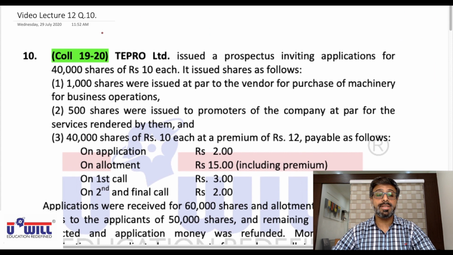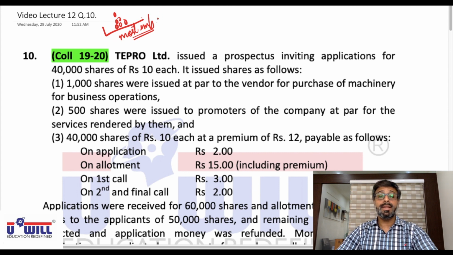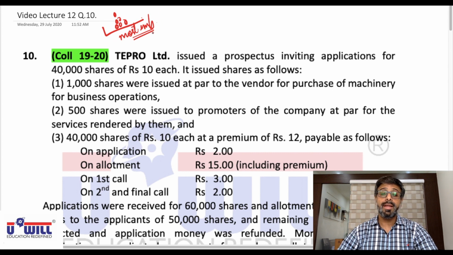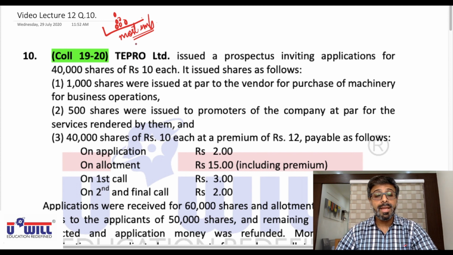This question is, you can say, one of the most important questions because it will cover almost everything done in this chapter, even more important than the previous question 13. Last lecture's question 13 and question 10, if you revise these two properly for your exams, everything will be covered in that. Look at it.